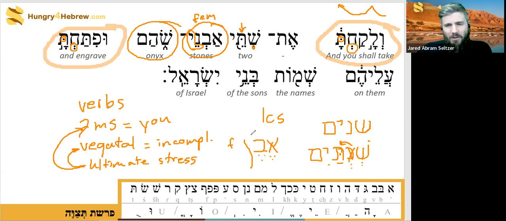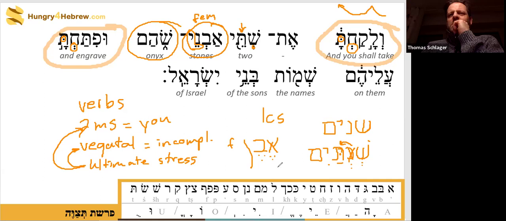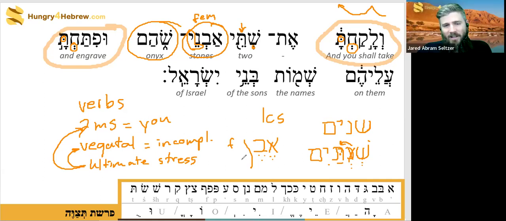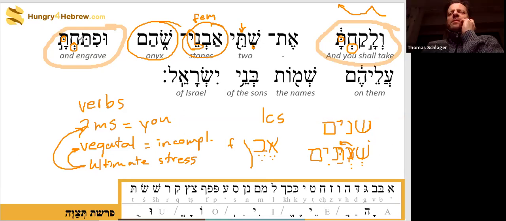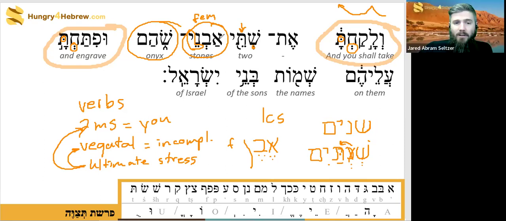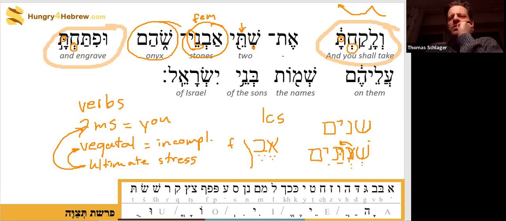Most of your irregular nouns will only be irregular in the plural. But there is a collection of nouns that is irregular in the singular. And it's rather rare that you're going to get something that's irregular in both the singular and the plural. Evan is one of them. Avnei is feminine plural, stones of Shoham.